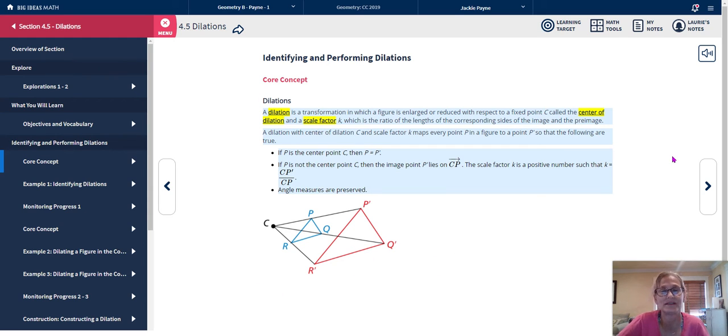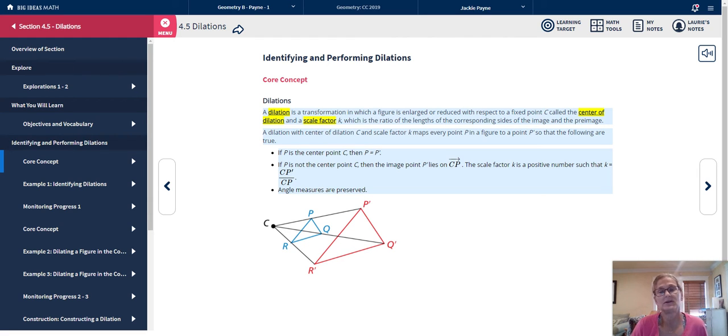So here's our core concept. A dilation is a transformation in which a figure is enlarged or reduced with respect to a fixed point C, called the center of dilation. And a scale factor, we use the letter K, which is the ratio of the lengths of the corresponding sides of the image and the preimage. So what you do is you compare the sides, big to the small or the small to the big, depending on where the center is.